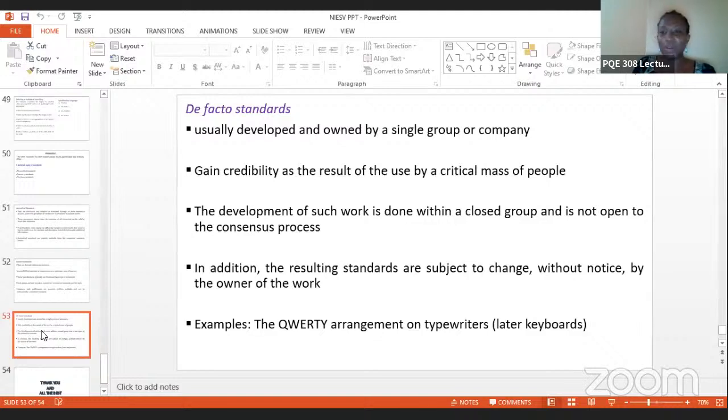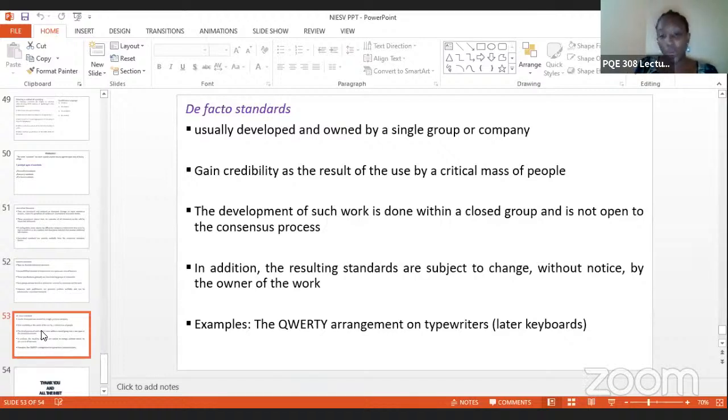It gains credibility. Probably something I can just decide, okay, let me come up with something in my room. You understand? By the time I come up with it and I start doing it and people start copying it, before you know it, it will become something that everybody will be doing, and it will now look as if it is actually backed by law. But no, that particular thing just gained credibility as the result of the use by a critical mass of people. People start to use my particular product, or people start to copy how I do my things. And by the time you are now looking at it, it looks as if it is one registered standard. But no, it's de facto. People accepted it, and it is now becoming their own standard too.